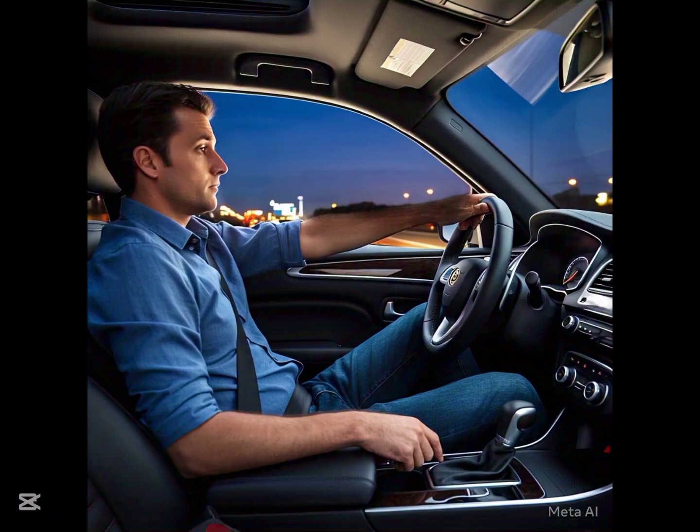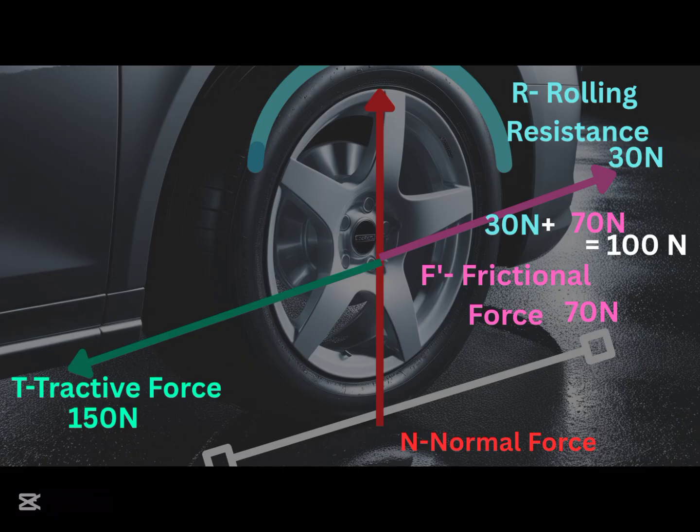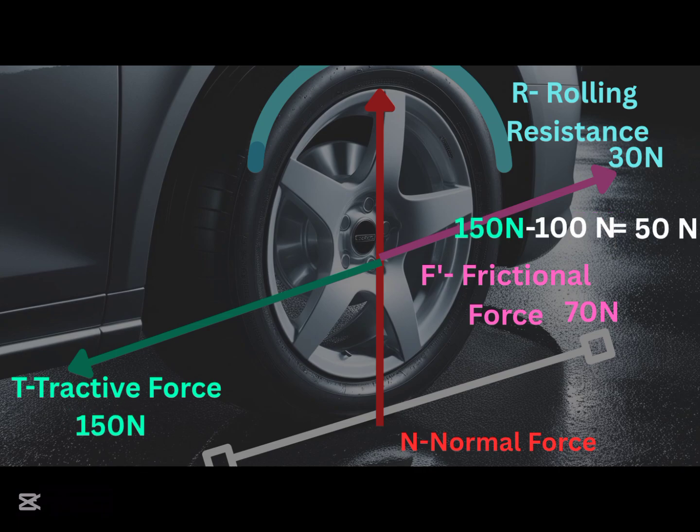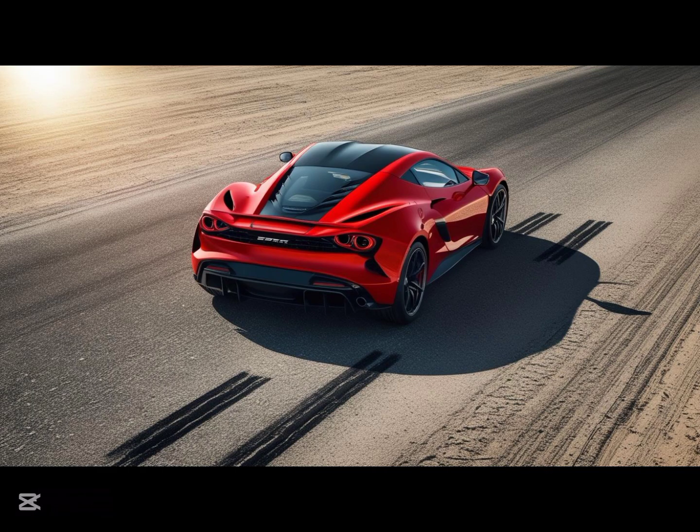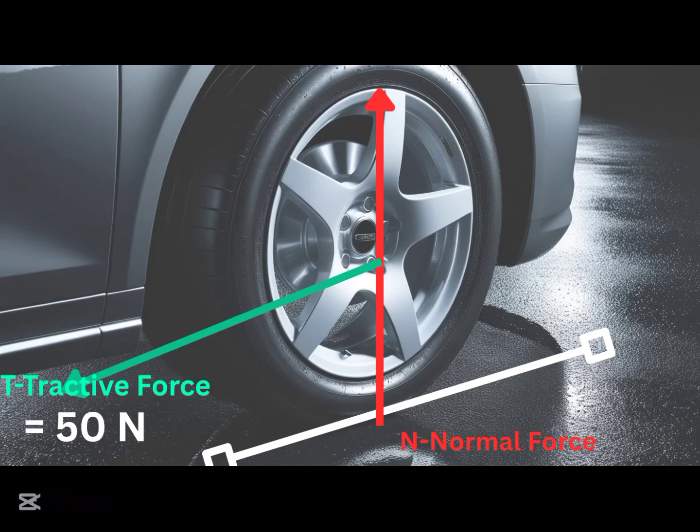To reverse the vehicle, once we put the gear on reverse, the tractive force changes and the arrow starts pointing backwards, while the direction of the frictional force and that of the rolling resistance also change. So the tractive force pointing backwards is showing 150 newtons, while the frictional force and the rolling resistance is showing 100 newtons. So the car is going to reverse because 150 newtons minus 100 newtons will give us 50 newtons. So we're going to have a tractive force of 50 newtons backward. Therefore, the car moves with a tractive force of 50 newtons, but in the reverse direction.